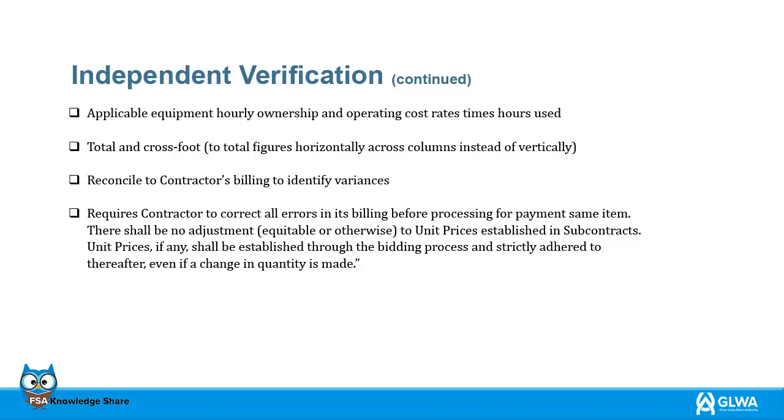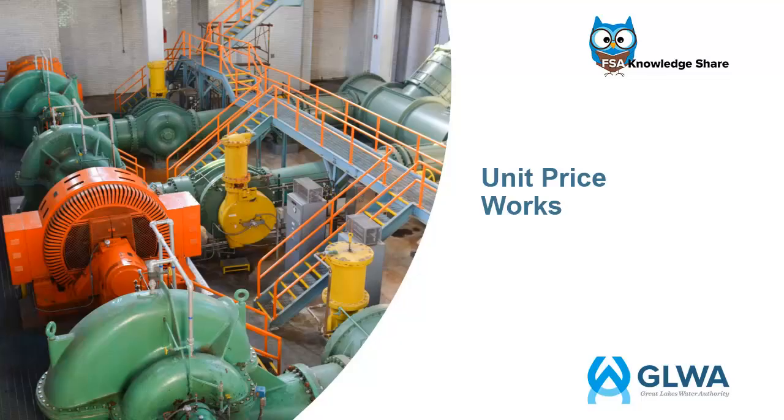There shall be no adjustment, equitable or otherwise, to unit prices established in subcontracts. Unit prices, if any, shall be established through the bidding process and strictly adhered to thereafter, even if a change in quantity is made. In instances where new unit prices are proposed for new work in a CCD, a detailed proposal shall be submitted and negotiated. After the CCD is approved, the new unit prices may be applied for future work on this project.